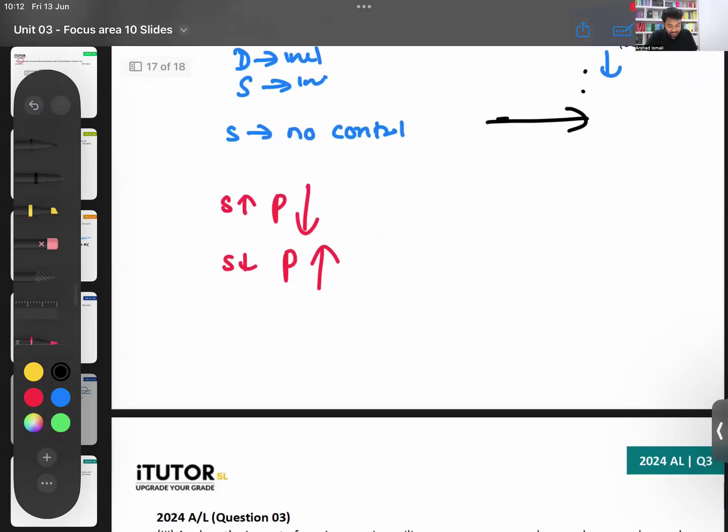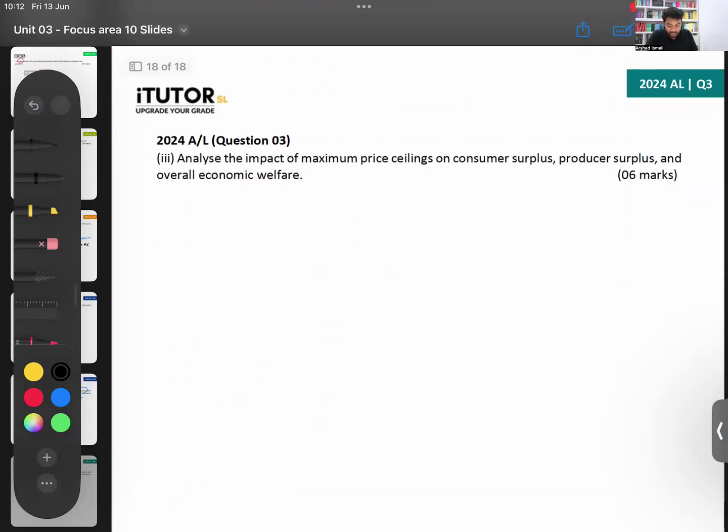And then you have this, that's the last question that we have for today. Analyze the impact of a maximum price on consumer, producer, and overall economic welfare. So when you say overall economic welfare, you're referring to your whole economic surplus, that social welfare story there. So you can explain how this works. You have to have a diagram also here. Better to show a diagram, otherwise it's hard to explain. So have a diagram.